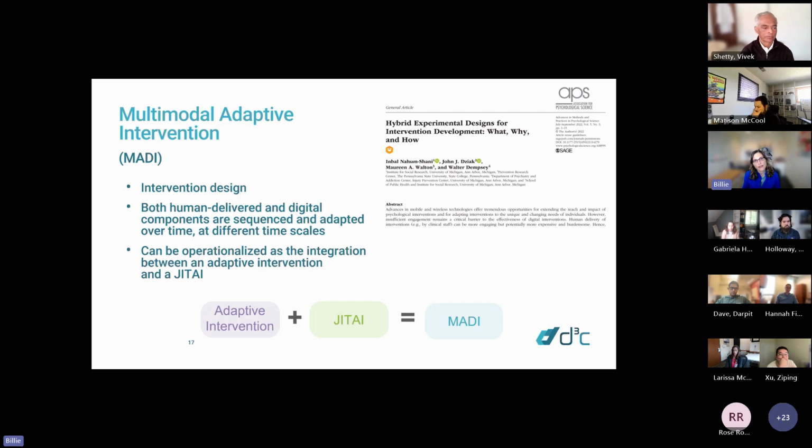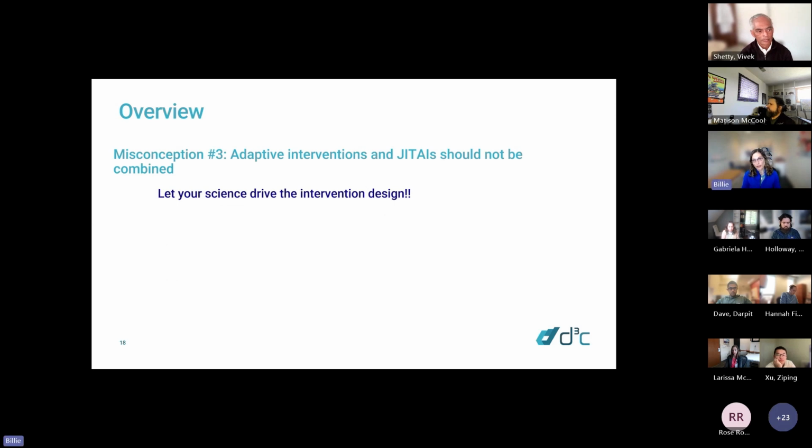And if you're interested in this kind of intervention design, this manuscript here provides what I hope is an accessible introduction. And it also provides an introduction to a new experimental design, hybrid experimental designs that can be used to answer all kinds of questions about how to blend human delivered and digital components that adapt on different time scales. All right, so should you combine standard adaptive interventions and JEDIs? Depends on the problem that you're trying to solve, the type of intervention that you think can solve the problem.